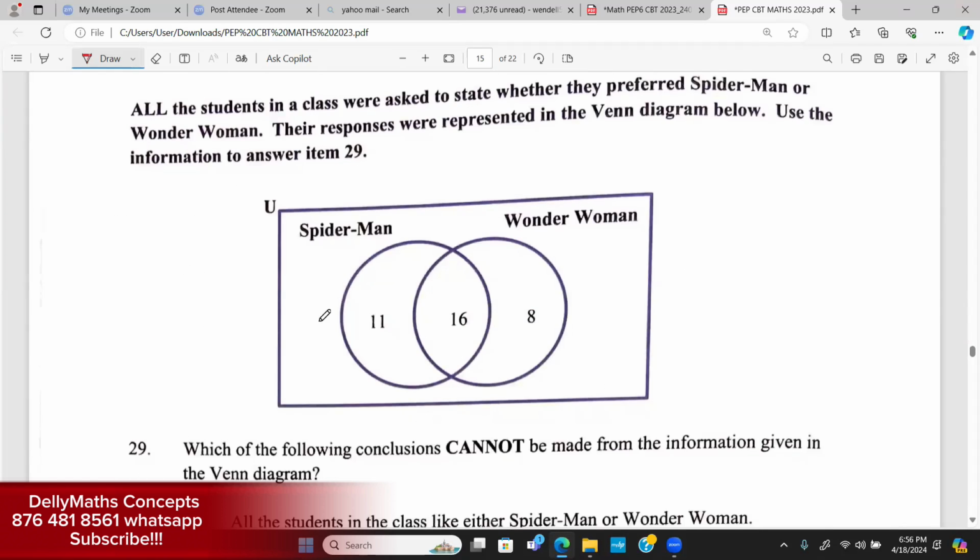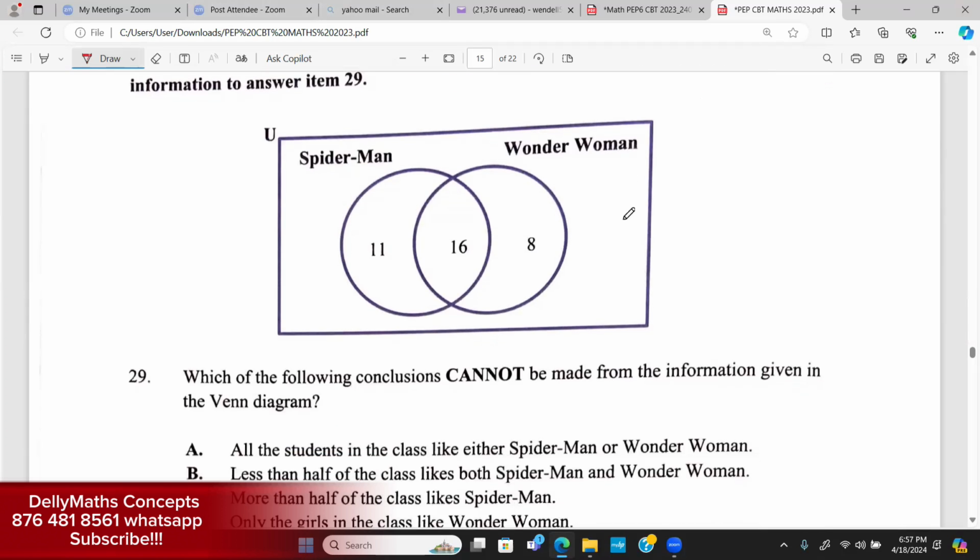It says here, all students in a class were asked to state whether they prefer Spider-Man or Wonder Woman. Their responses were represented in the Venn diagram below. All right, so we're going to use it to answer the question. We're looking at the Venn diagram. Spider-Man only was 11, a mixture of Spider-Man and Wonder Woman was 16 people, and Wonder Woman only was 8.